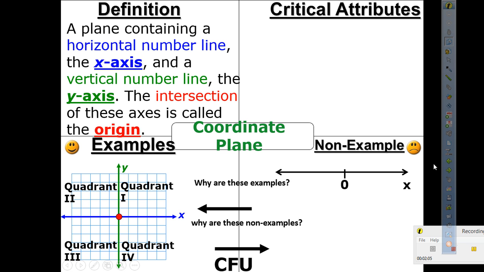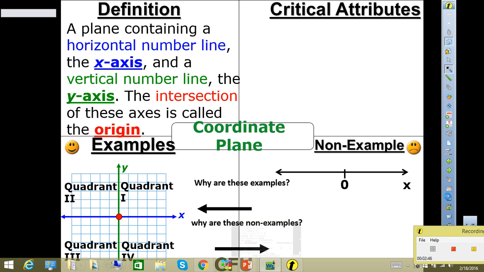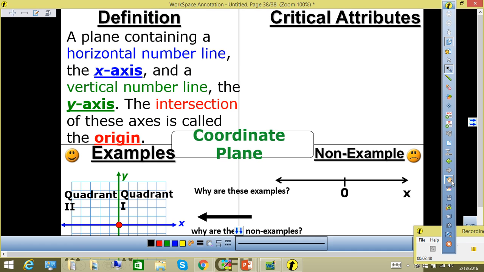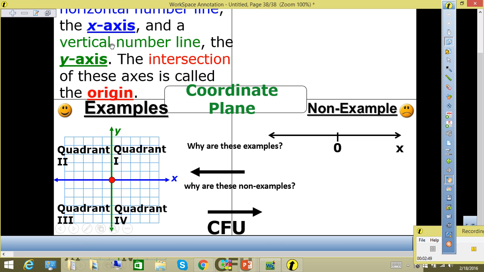Okay, on the non-example, why is this not a coordinate plane? Go ahead, Amelia. Okay, this is the horizontal one. It doesn't have the vertical number line. Does everybody see that? So, what do we need to write? Look up, please. Look at the coordinate plane, not the definition. What does a coordinate plane have? What would you tell somebody that it has?